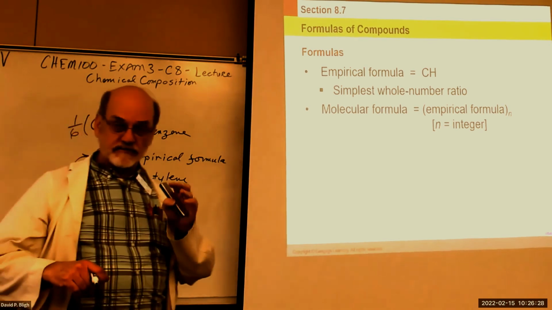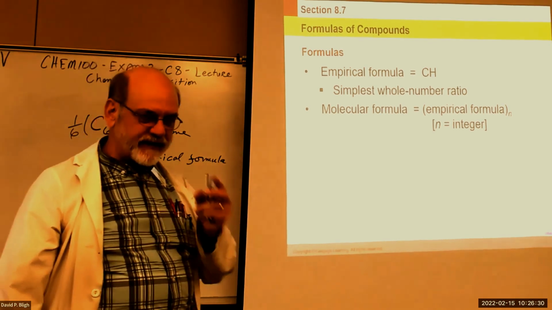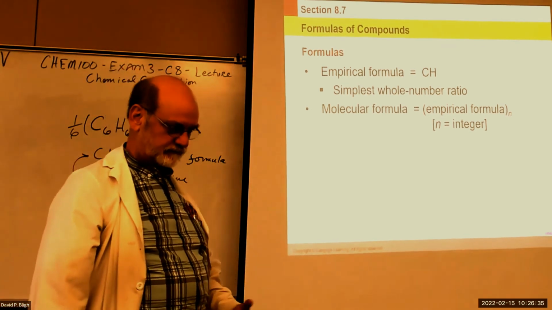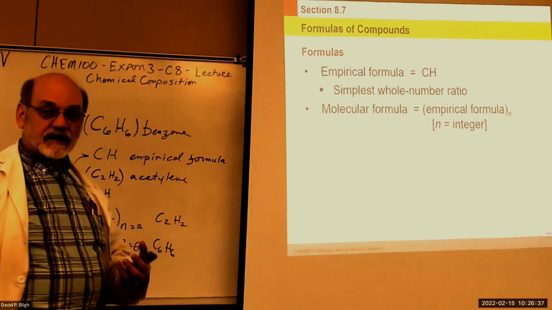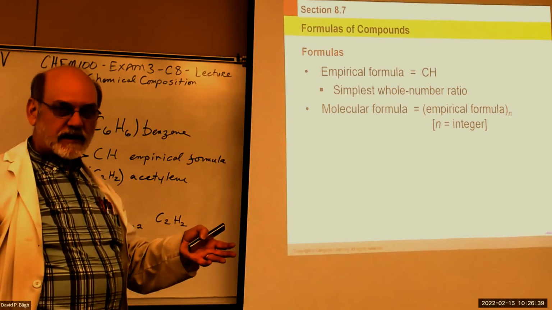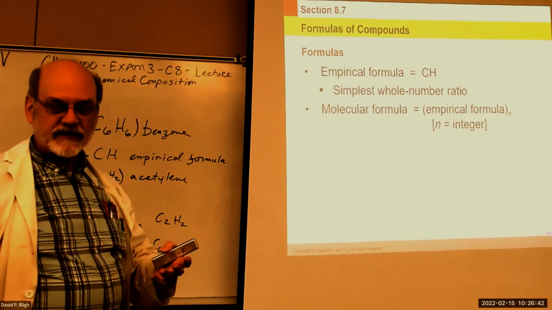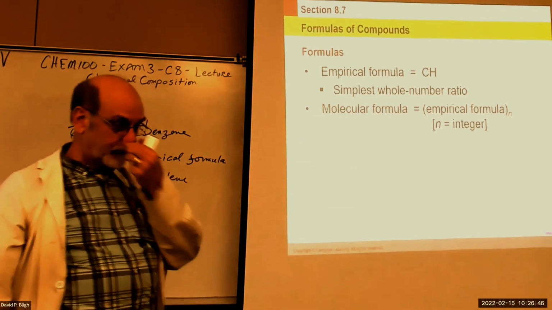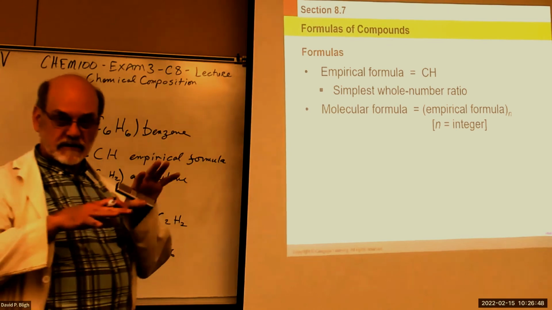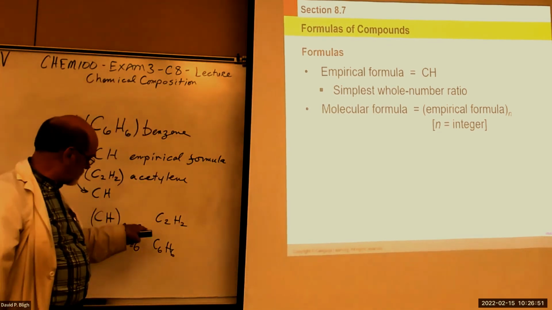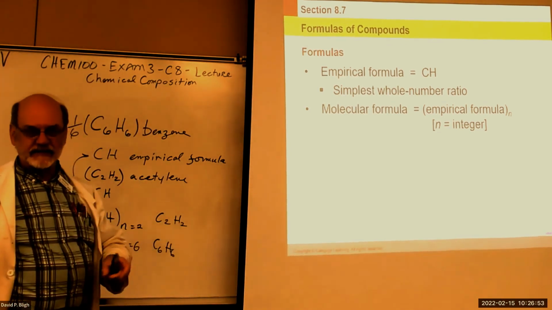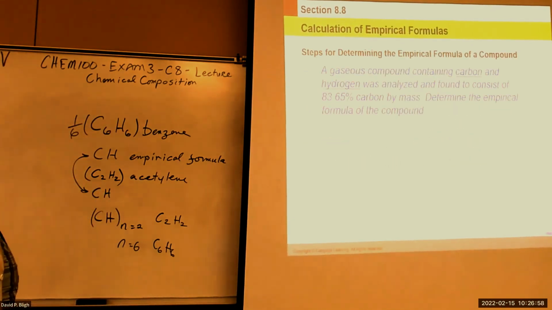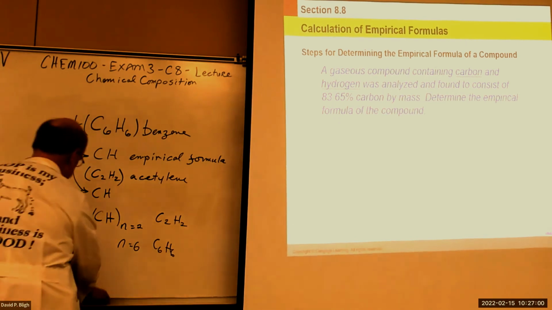So it's a step-by-step process. You got to find the empirical formula first from percent composition. And then you've got to find out somehow what's the molar mass of that compound by some independent determination. And then I'll show you how to determine, using that information, what that multiplier is. Okay? So here's an example.